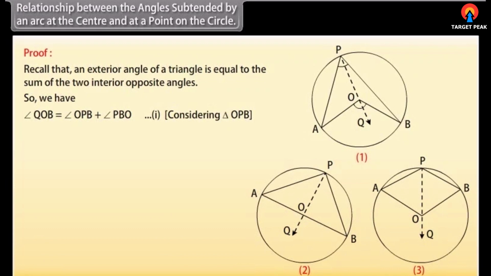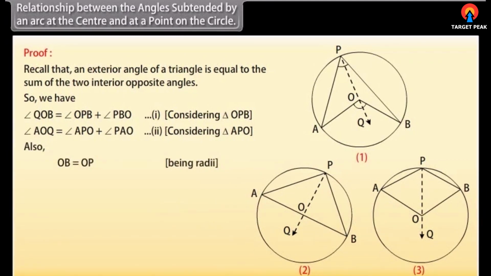1. Considering triangle OPB, angle AOQ is equal to angle APO plus angle PAO. 2. Considering triangle APO. Also, OB is equal to OP, being radii. Angle OPB is equal to angle PBO, and OA is equal to OP, being radii.